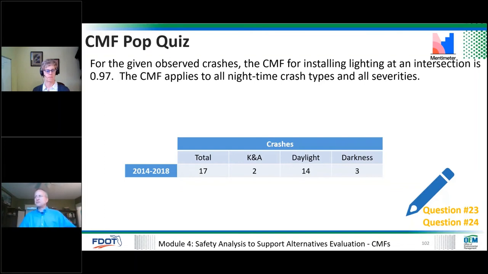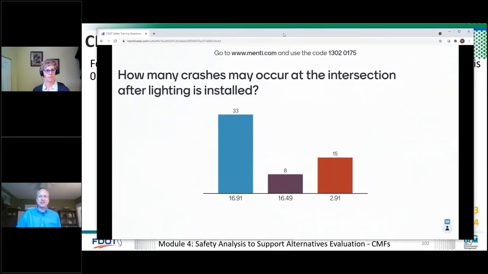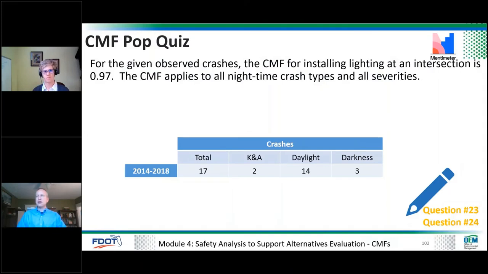All right, I'll pull it over. So this is what everyone answered, and the answer is 16.91. It does not make a big difference. Well, it does not. The CMF is small, and the number of crashes that are affected by that CMF are also small. It's just the 3 crashes that happen at night. All right, so most of you got that one.